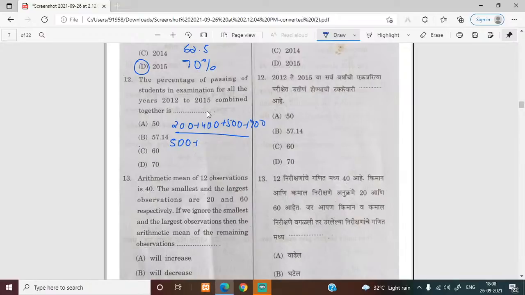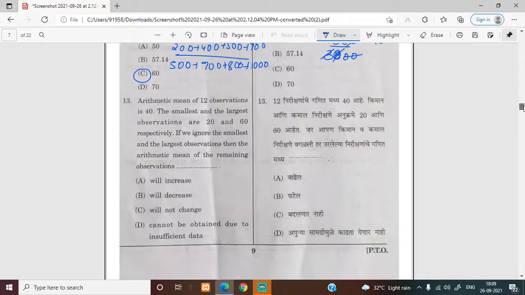and 500 plus 700 plus 800 plus 1000. If we add all the values, students, you will get 1800 upon 3000, into 100. Sorry, 3000. This is 3000. So zeros and zeros cancel. 3 divided by 180, 60. So 60% passed from 2012 to 2015 combined. That was the percentage of passing students.